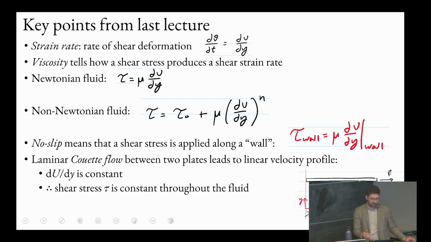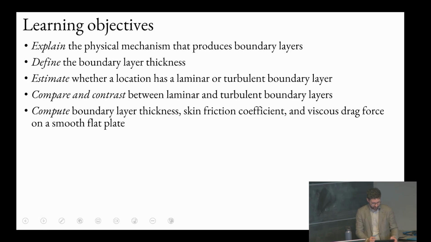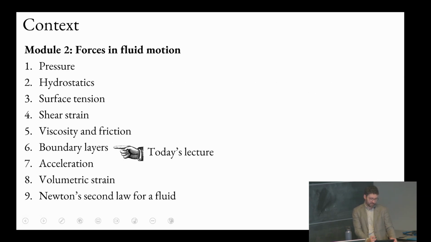Laminar Couette flow between two plates leads to a linear velocity profile. Since the velocity profile is linear, du/dy is a constant, which means the shear stress is constant throughout the fluid. So it's easy to compute the shear stress on the wall in that case, because it's the same shear stress that's constant throughout the rest of the fluid. Today we're going to extend that idea of fluid sticking to a wall to a much more general case. Today's lecture is on boundary layers.